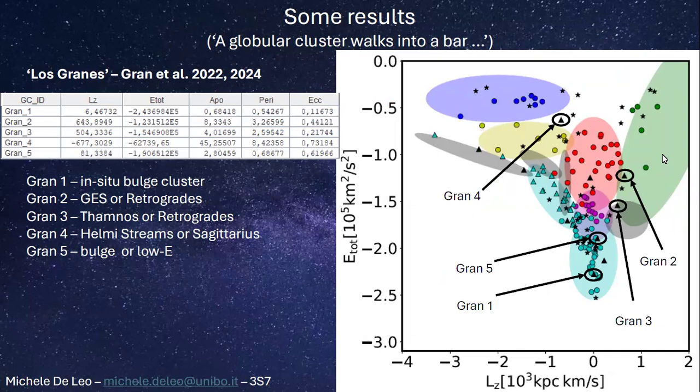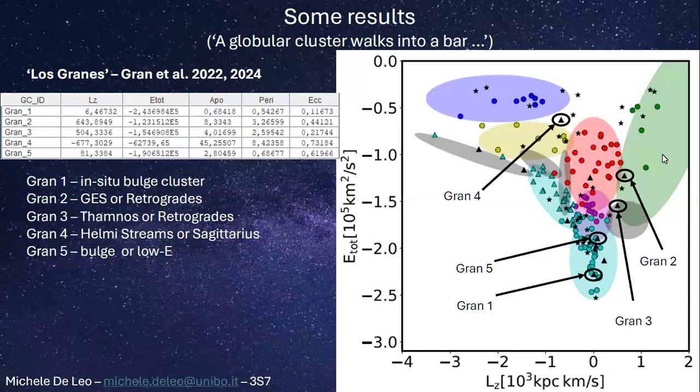The Los Granes, as they are affectionately called, are 5 globular clusters, first identified as candidates and then confirmed by Felipe Gran, who was a student at Pontificia Universidad Católica de Chile. He published 2 papers in 2022 and 2024. And these clusters still have not found properly a family, still have not found a progenitor. I use my code to integrate their orbits and derive all the orbital parameters that I can, and see if I can give an answer to the question, who is the progenitor of these globular clusters?